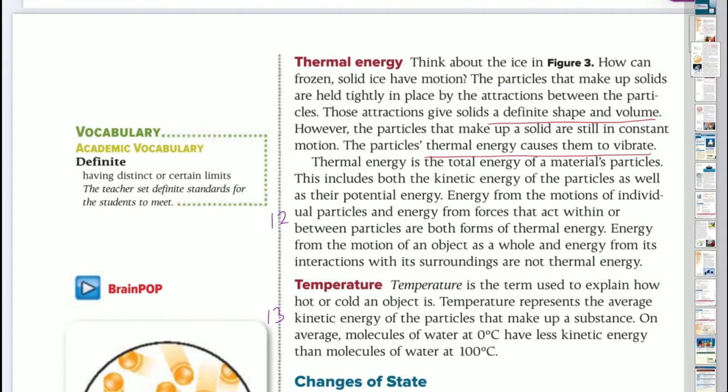Thermal energy is the total energy of a material's particles. This includes both the kinetic energy of the particles as well as their potential energy. Energy from the motions of individual particles and energy from the forces that act within or between particles are both forms of thermal energy. Energy from the motion of an object as a whole and energy from its interactions with its surroundings are not thermal energy.